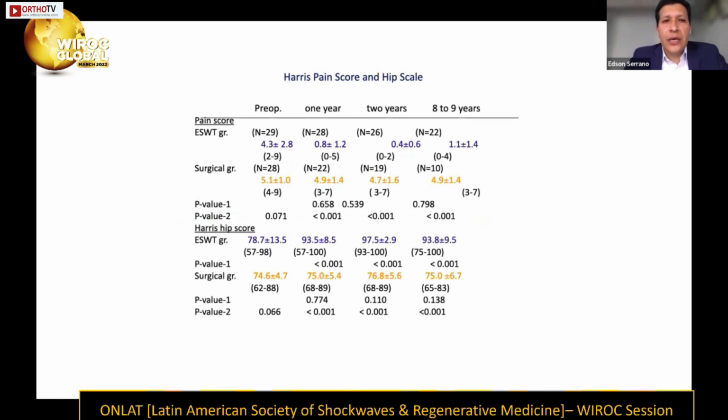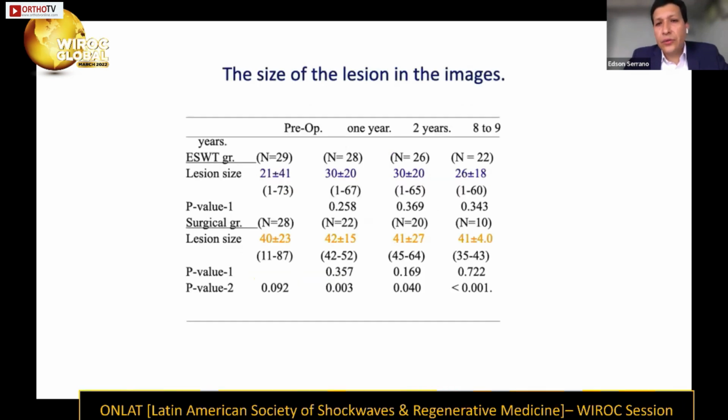The same in pain: there are better results in the shockwave group. You can see the follow-up at 8 to 9 years. The pain score is lower compared to the surgical group. The same results in the Harris hip score, with the best results for the shockwave group. The size of the lesion is similar, but in the shockwave group it is smaller than in the surgical group.